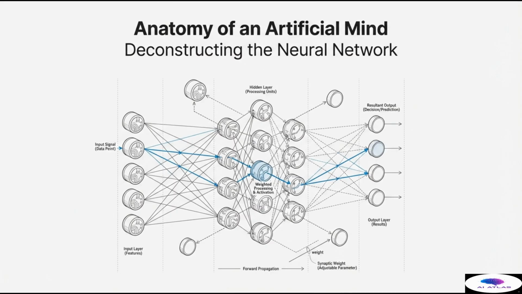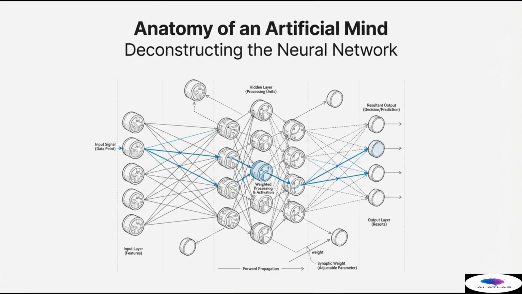This is where raw data or features enters the network, perhaps pixels from an image or features from a dataset. Each piece of data is an input signal flowing into the system. The core work happens in the hidden layers, which consist of numerous processing units, or artificial neurons. These layers extract increasingly abstract features from the input. For instance, the first hidden layer might detect edges in an image, while subsequent layers combine those edges to recognize shapes like eyes or noses.